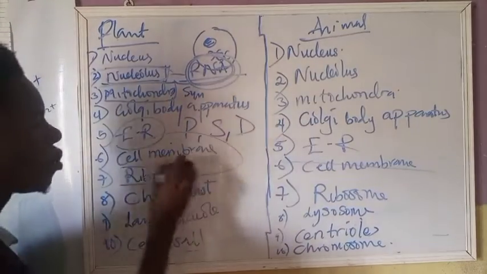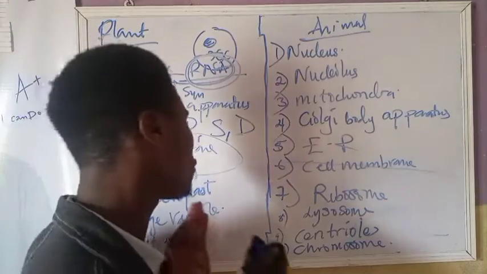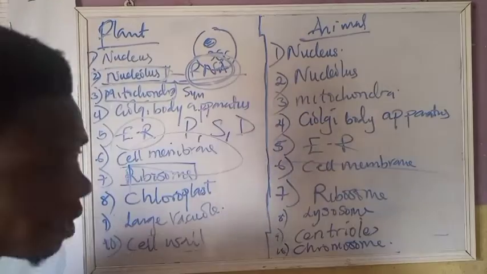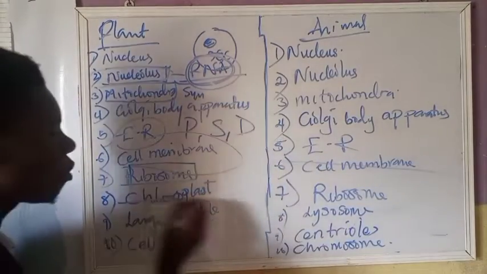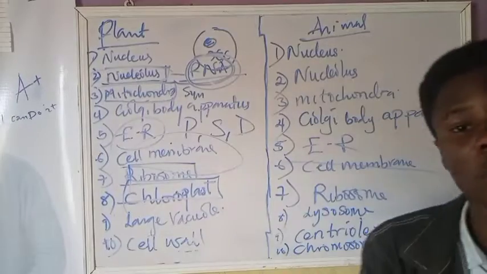So the ribosome, from the word ribonucleic acid, helps in production of protein. Don't forget: RNA, protein; DNA, genetics. Chloroplast contains chlorophyll, which helps in photosynthesis.